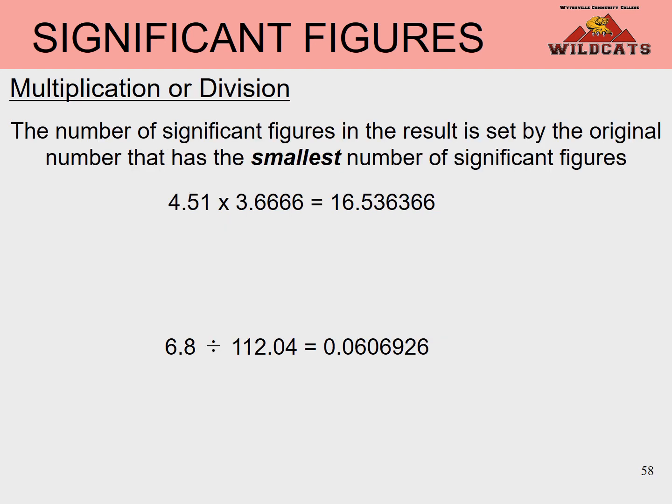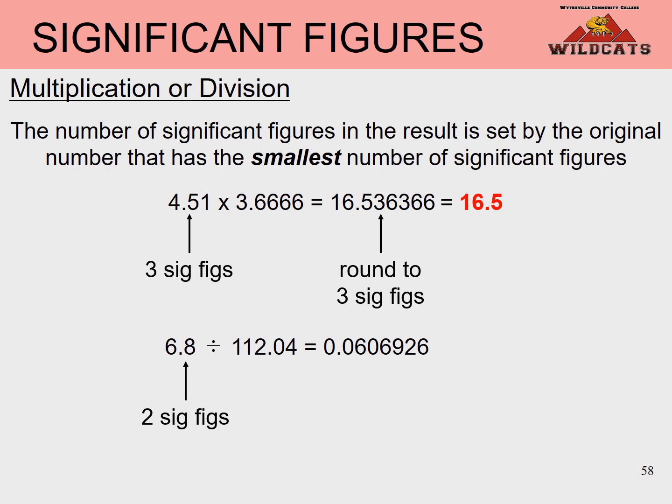Multiplication and division. This is why we were finding the number of significant figures in a number. You'll notice 4.51 has 3 significant figures. So we're going to round to 3 significant figures, and we end up with 16.5. We're going to round to the smallest number of significant figures. That 3.6666 definitely has more than 3. You add it up, it actually has 5.